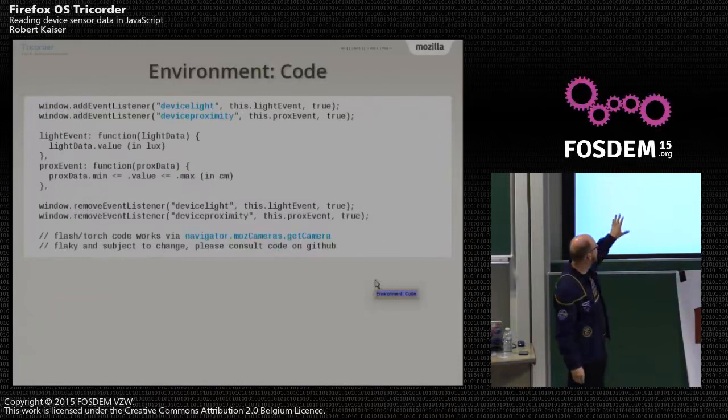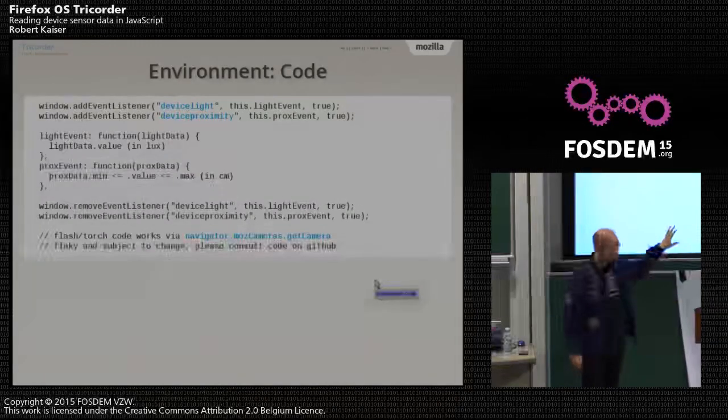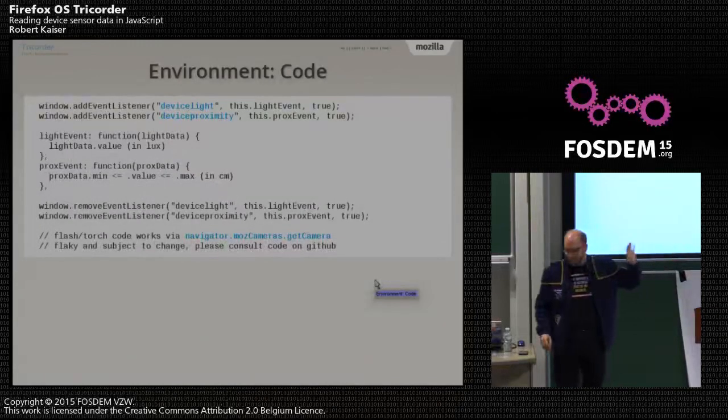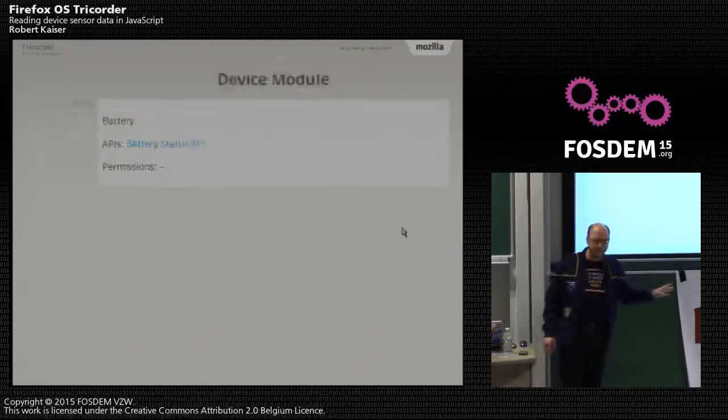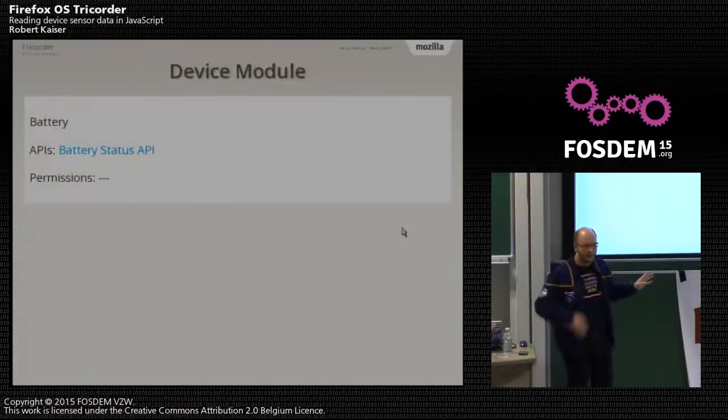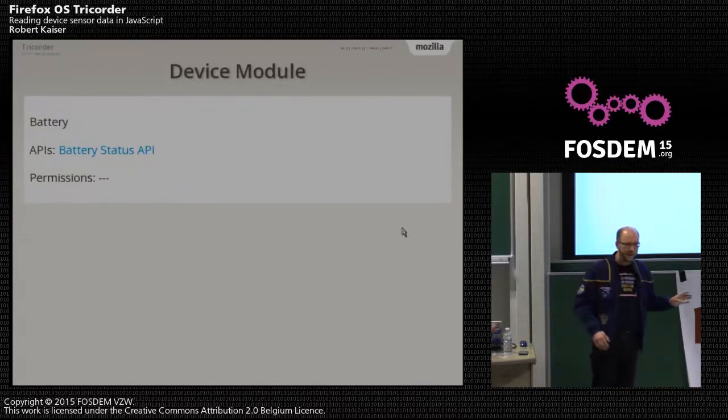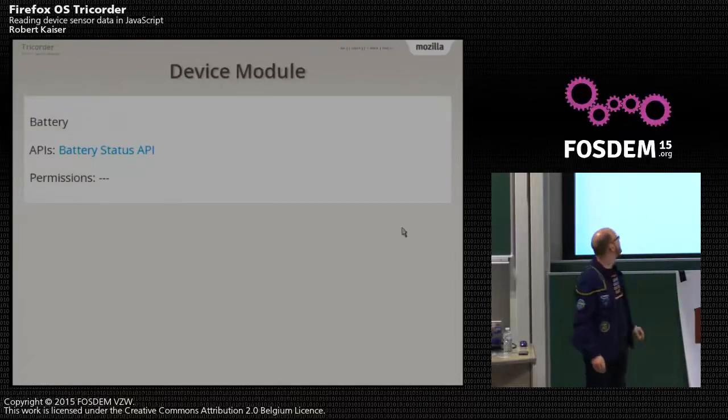Of course, you need to remove those, and as I said, the flash or torch works with the camera API, with the get camera, and so on. I won't go into this, but you can look it up in the code. The camera API also is subject to change as we are trying to get it into standards and discussing with other players on the web how to do stuff correctly there.